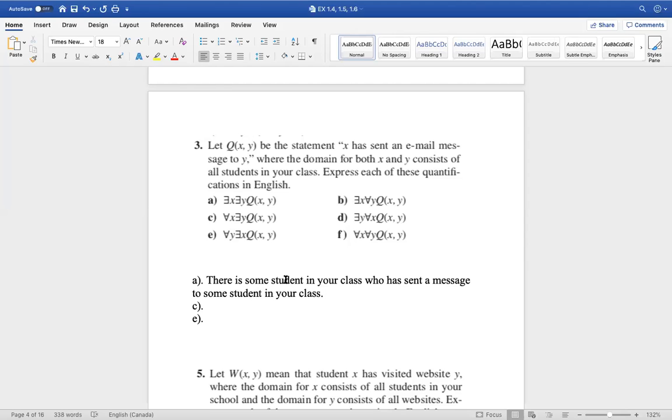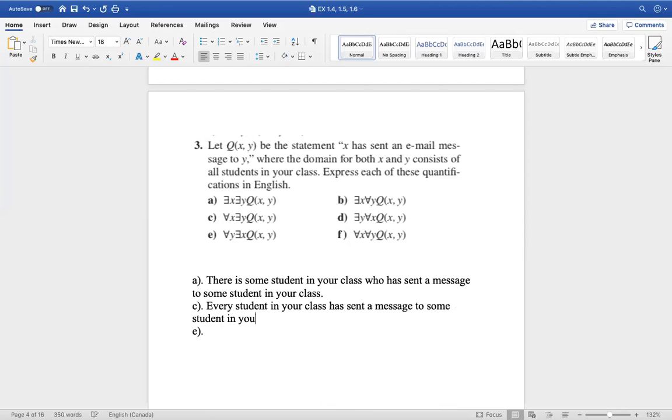Part C. We have for all x, there exists y, Q(x, y). So every student, coming from this for all quantifier, every student in your class, just specifying the domain. We have to be very careful about specifying the domain. Every student in your class has sent a message to, and then we use some student in your class.